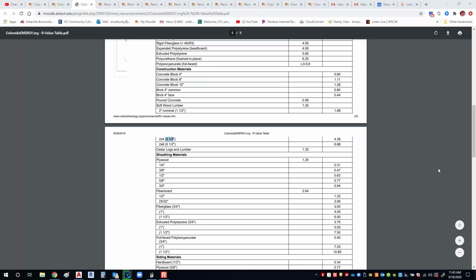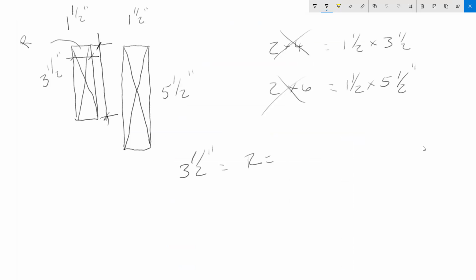All right, so we're going to write that down. 4.38. Now let's really think about this. Wood is equal to 1.25 per inch. If we say 3.5 inches times 1.25, we actually end up with 4.375. They just round this off to 2 decimal points, and that's fine.